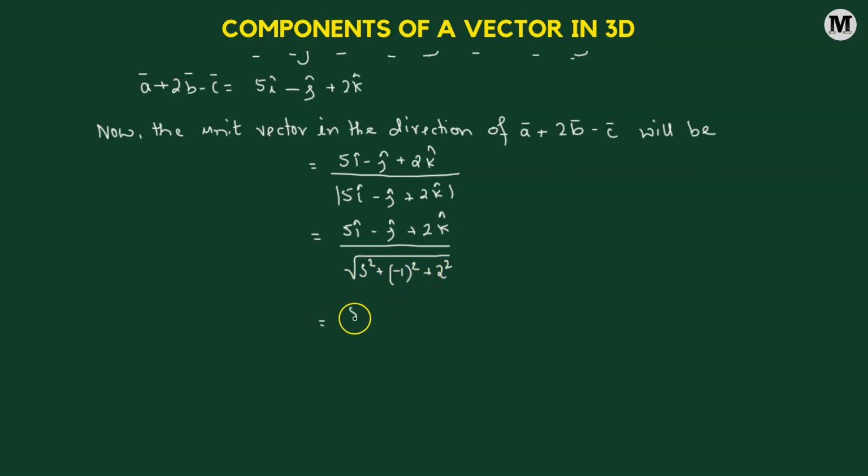So that means we have 5 over square root of 30 times i cap minus 1 over square root of 30 times j cap plus 2 over square root of 30 multiplied to k cap. So this is going to be the unit vector in the direction of A vector plus 2B vector minus C vector, where it's given by 5i cap minus j cap plus 2k cap.